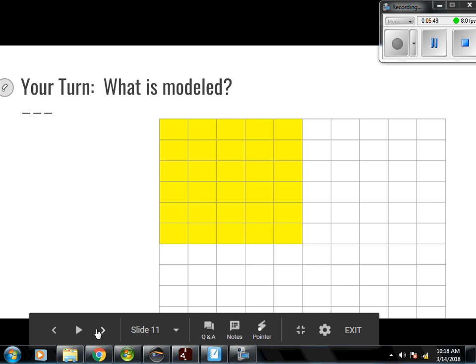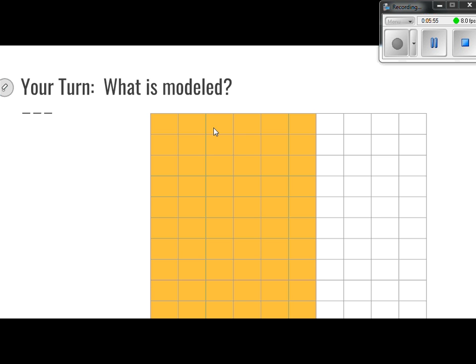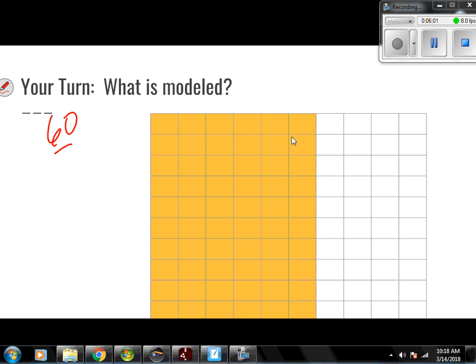Okay, let's look at this one. How many columns do I have colored in here? 1, 2, 3, 4, 5, 6. 60. 60 out of 100. Okay, if I were to write this as a decimal, it would look like this. What would be an equivalent to that? 6 over 10 or 6 tenths. Okay, 6 tenths. Very good.